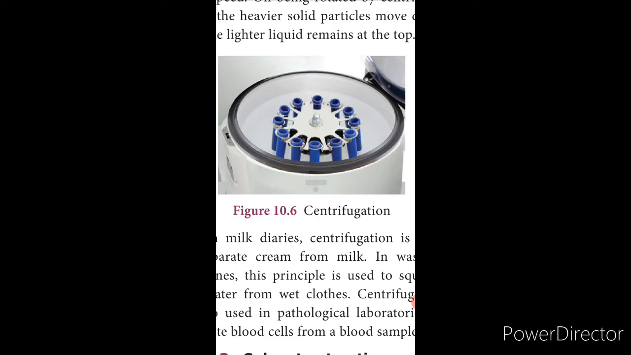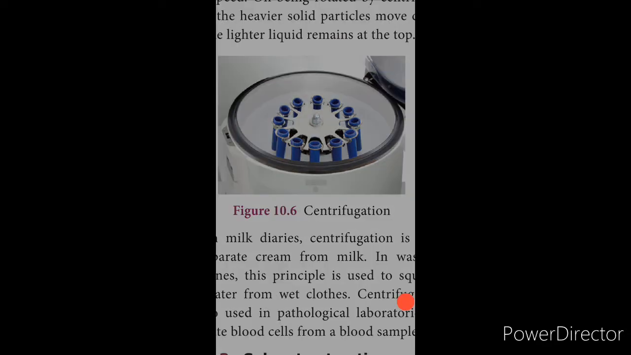Now what happens? The sample is taken in the test tube. You can see the test tube here. So the sample is taken in a test tube, and this centrifuge rotates at very high speed. Now when it rotates at very high speed, what happens? The heavier particles, that is the solid particles, will settle down at the bottom of the test tube, and the lighter particles remains at the top. So only insoluble solids in liquids can be separated using this centrifugation method.